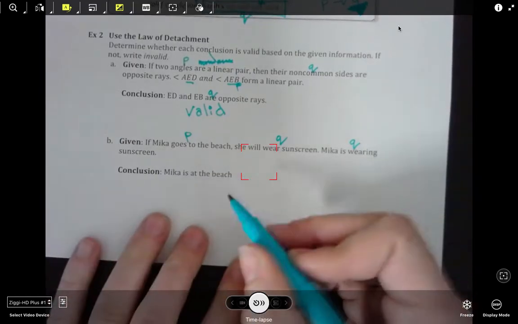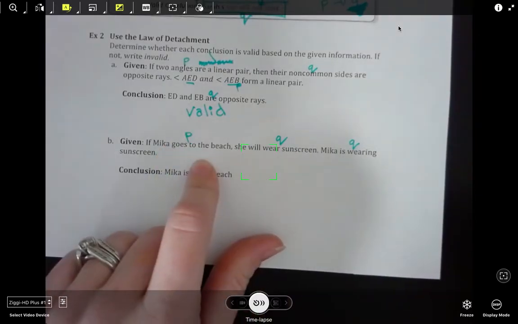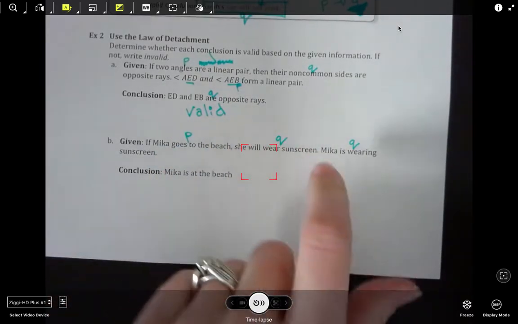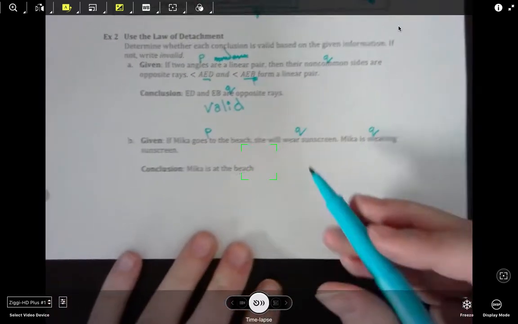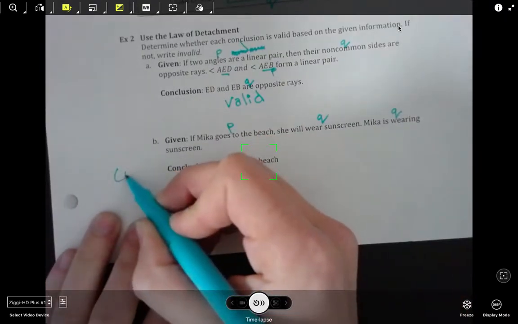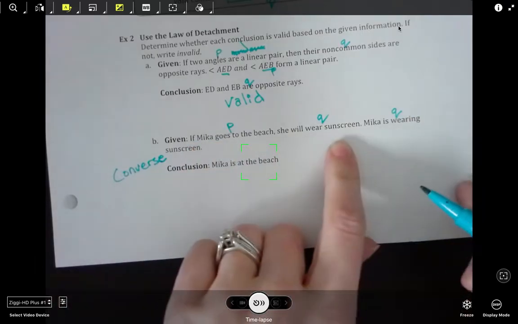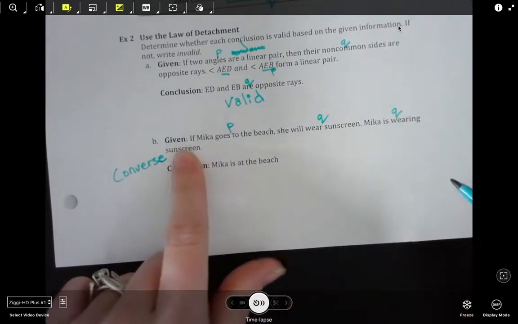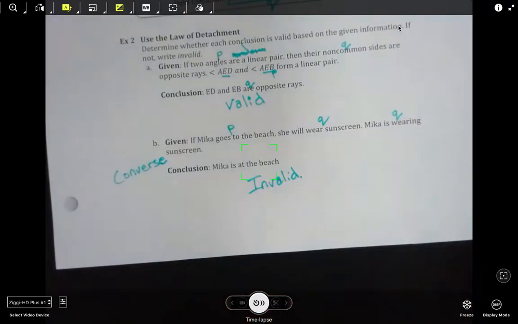Not necessarily. She could be anywhere else and still be wearing sunscreen. But we do know that if Micah goes to the beach, she is wearing sunscreen. But if she's wearing sunscreen, it doesn't necessarily mean that she's going to the beach. Okay, that kind of, in section 2.2, that was like the converse. So the original statement is true, but the converse is not necessarily true. So that is an invalid statement.